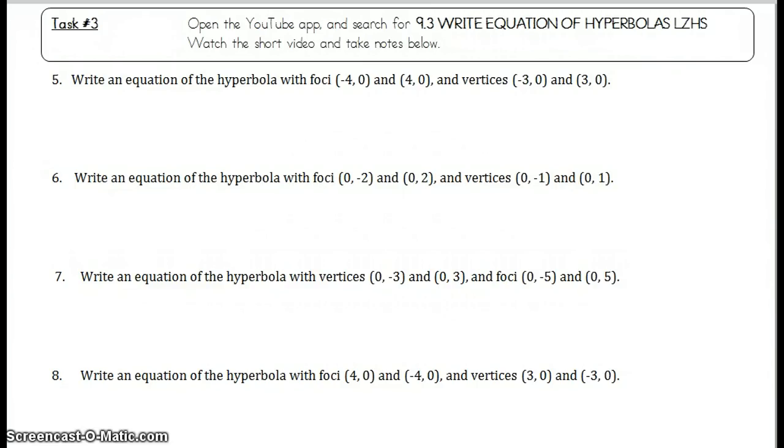In this video, you will learn how to write the equation of a hyperbola given the critical information of the foci and the vertices. If we look at example 5, we are asked to write the equation of a hyperbola with foci at (-4, 0), (4, 0), and vertices at (-3, 0) and (3, 0).